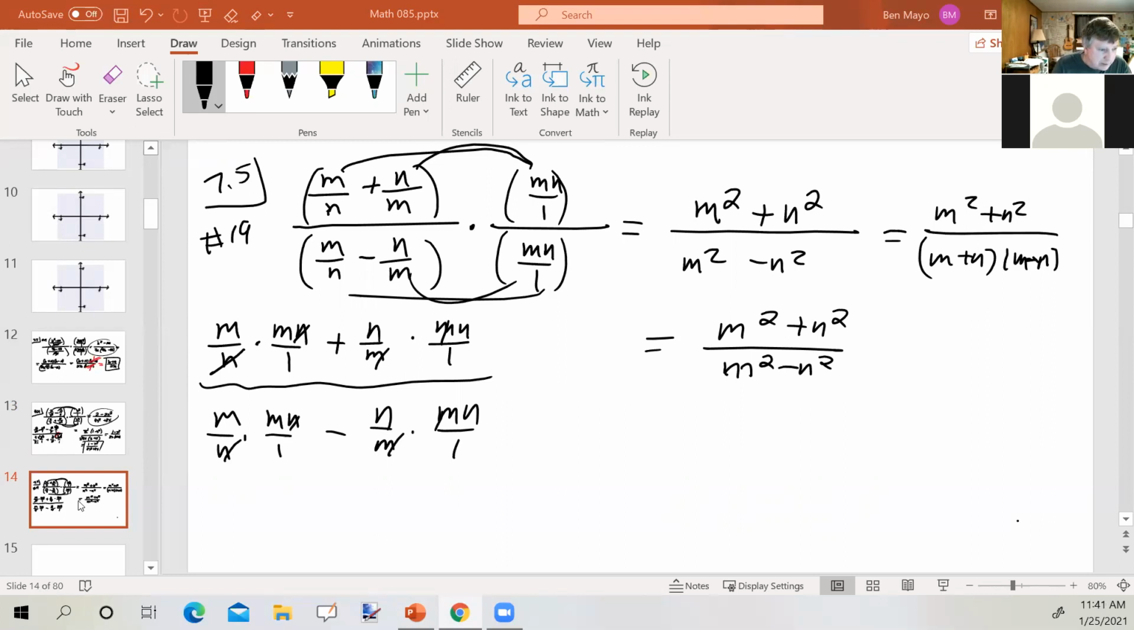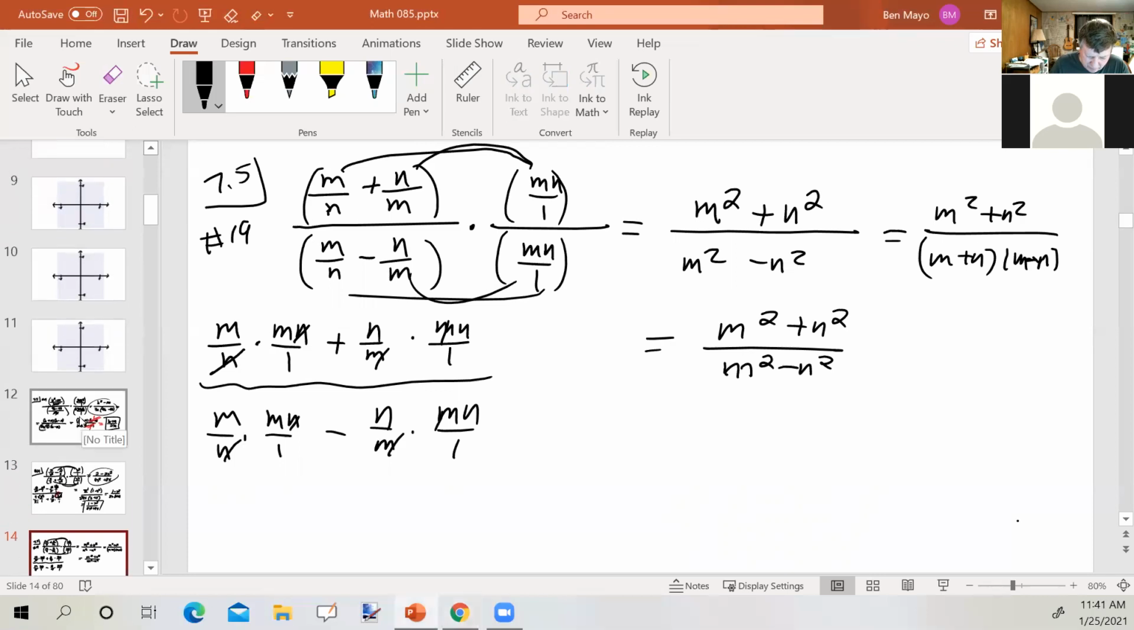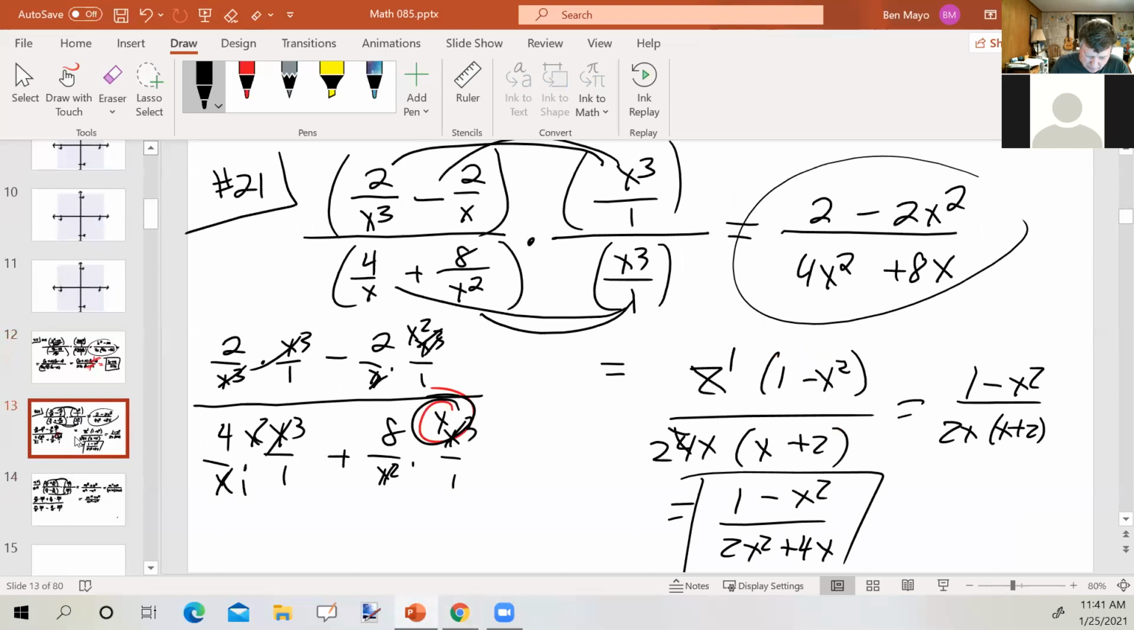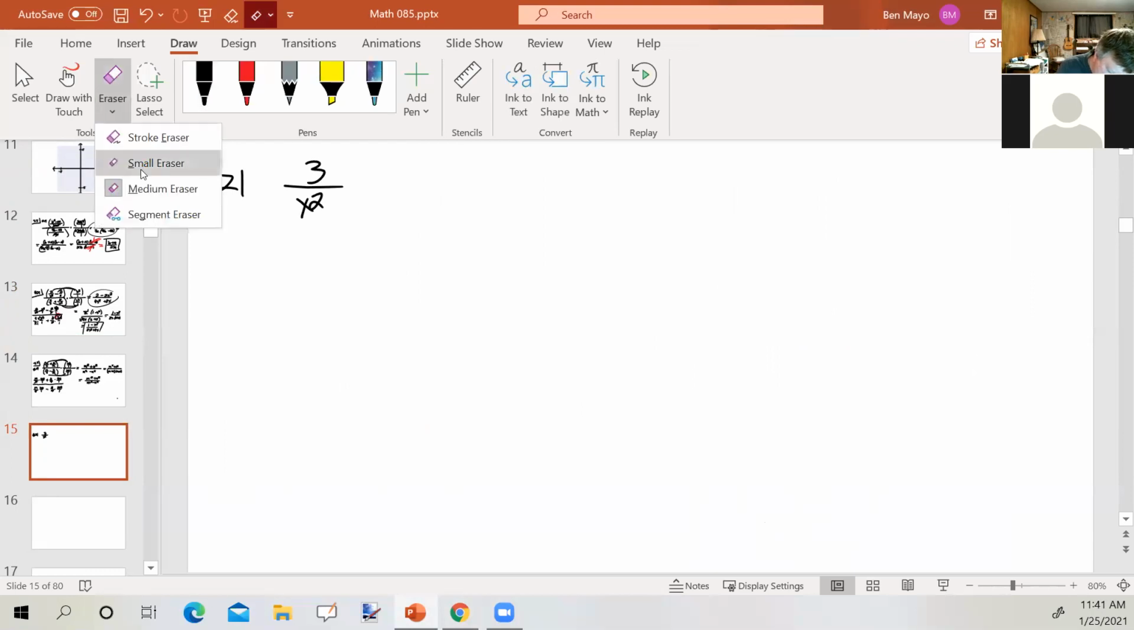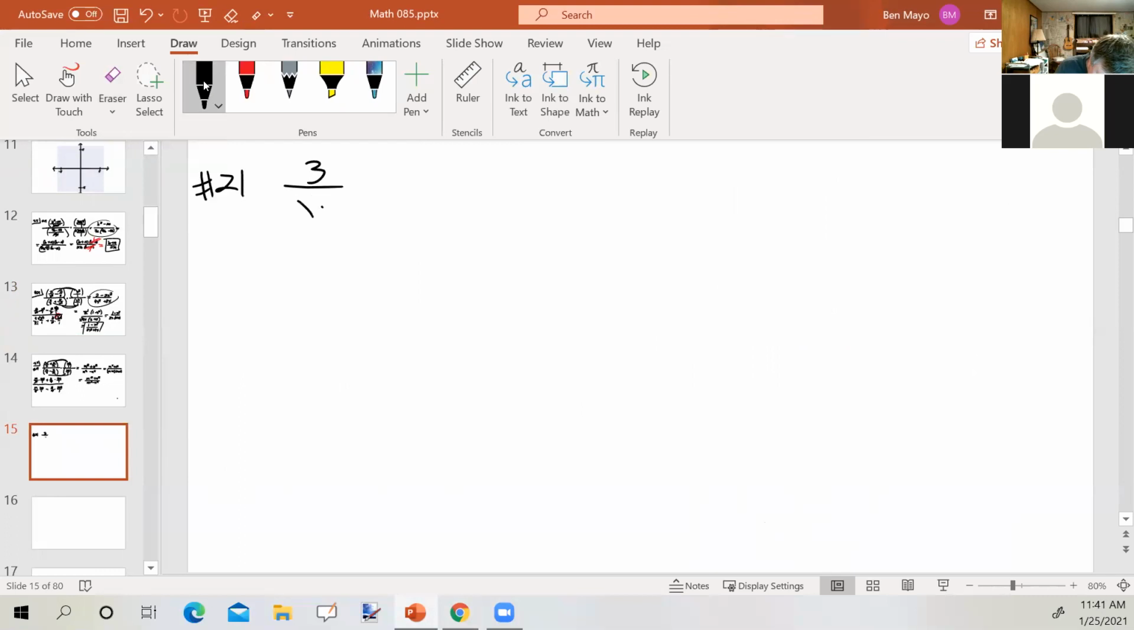Okay, we're going to go on and take a look at problem number 21. I did a 21, but I think this one is a little bit different. Let's see. Look at what the 21 was that I did earlier. Yeah, just a little bit different. Same idea. So here's 21. It says 3 over x squared, over x cubed, my bad, x cubed minus 3 over x, all over 9 over x plus 6 over x squared.